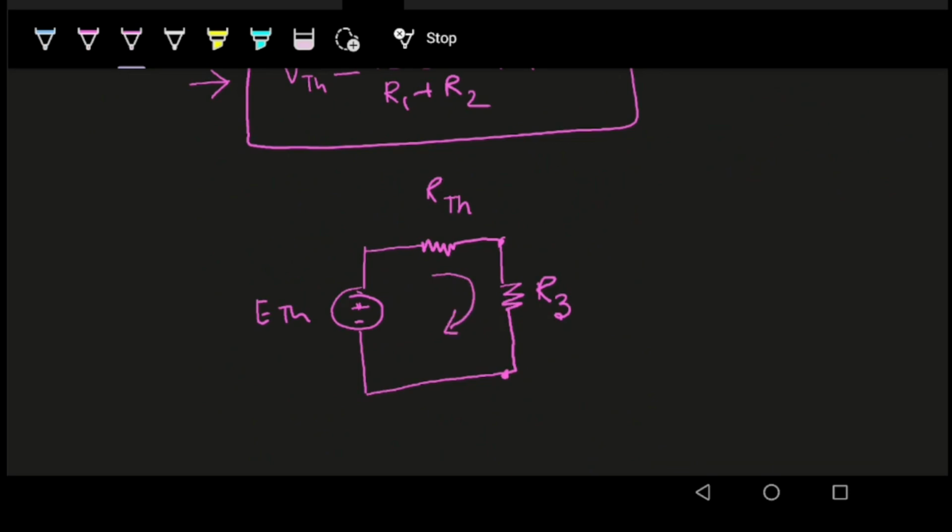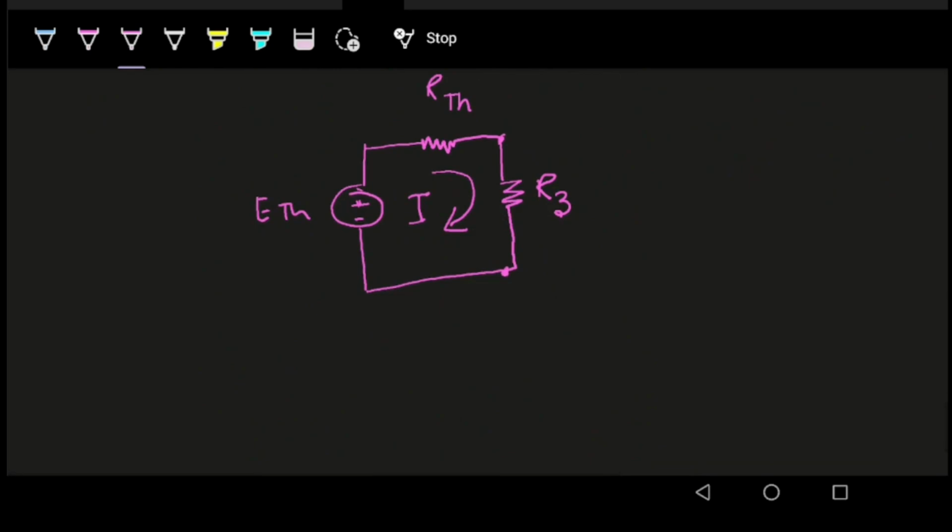So now you can calculate the current in the circuit. So I is equal to, nothing but, I apply Ohm's law, ETH over RTH plus R3.